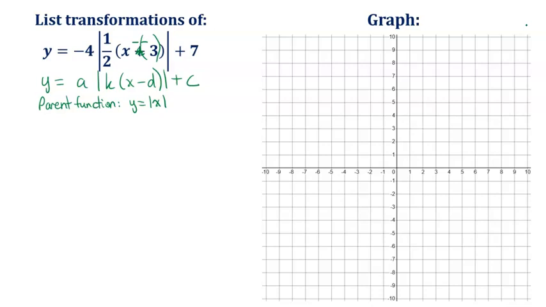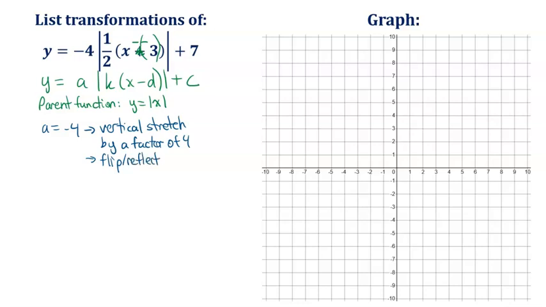Let's go ahead now and list what these transformations are going to do to the graph. So first, the a value is -4. That is going to be a vertical stretch by a factor of 4. We're going to multiply all the y values by 4. The negative part of that makes it flip over the x-axis, or reflect, you could say, over the x-axis.